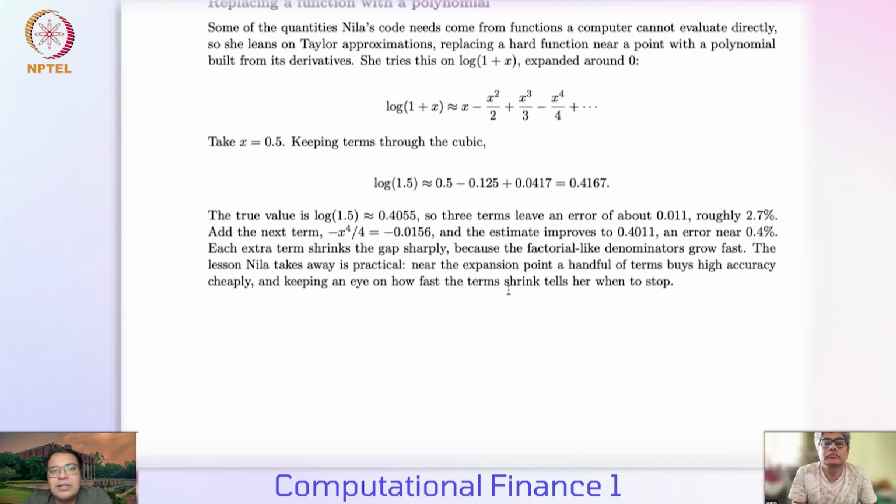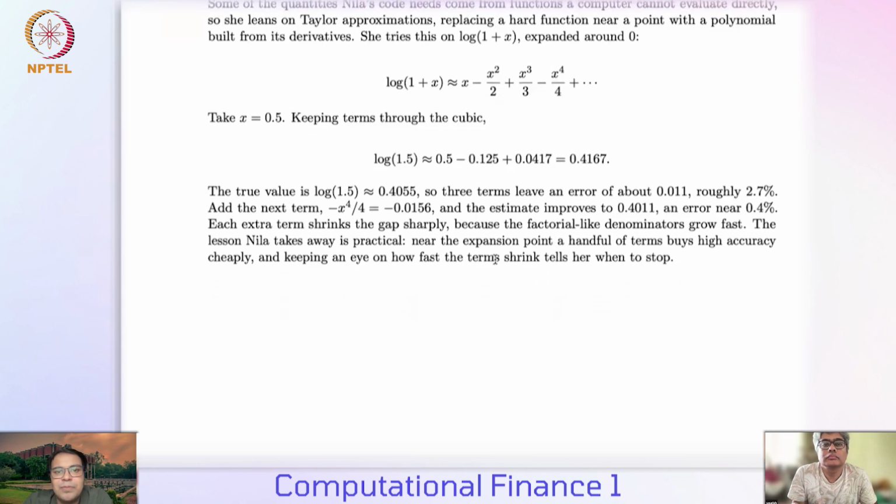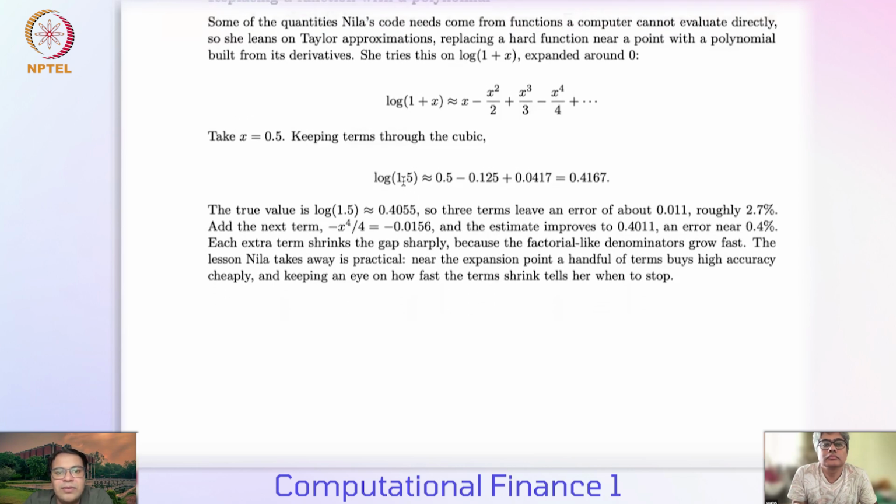Now suppose that Neela has to find out the value of this around 1.5, right? Then she has to take x equal to 0.5. So then log 1.5: you have to put in on the right hand side x equal to 0.5, x square will become 0.5 square by 2 and so on, right? So this is the cubic approximation and you end up getting a value of 0.4167, right?